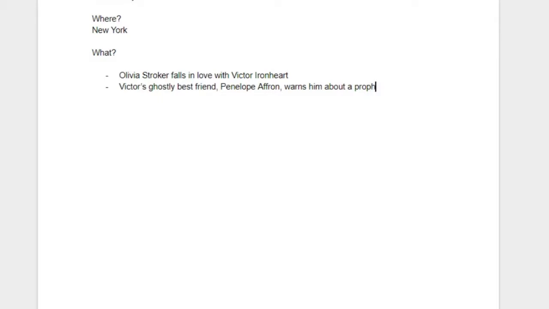Alright, now that we have our who, when, and where, it's time for the what. What is basically the plot line of the story. Olivia Stroker is going to fall in love with Victor Ironheart. Then we have Victor's ghostly best friend Penelope Afron, who warns him about a prophecy of a powerful vampire hunter that will lay waste to all vampires.